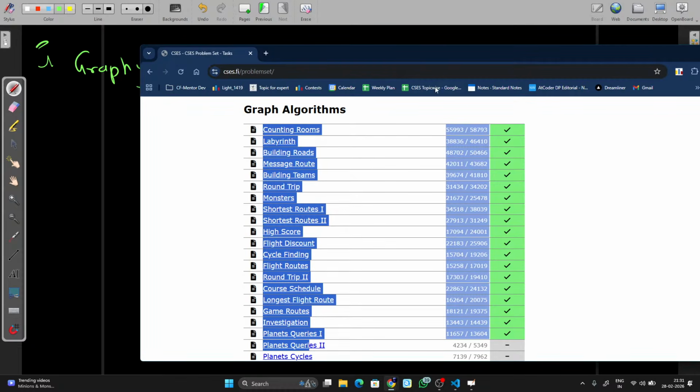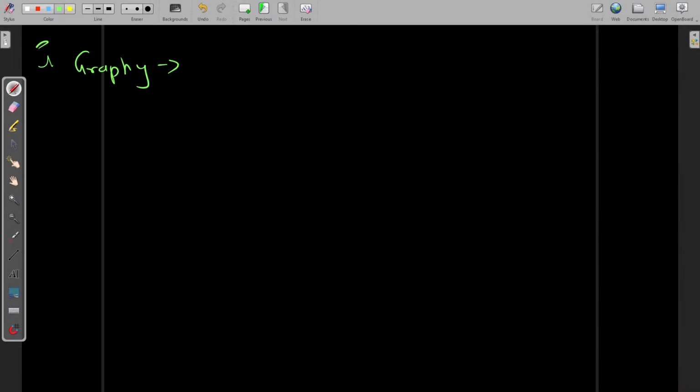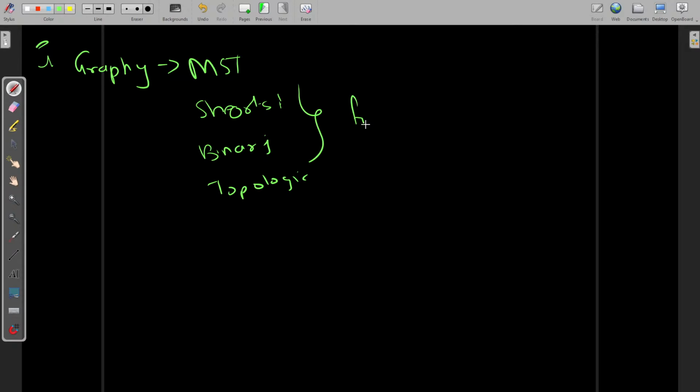if you have done all of these problems, you know specific algorithms exist for specific sets of tasks. Like I talked about MST over here. Then there is shortest path. There are various ideas for shortest paths. There is binary jumping. There is topological sort. There are some other ideas as well, but there is a finite number of ideas. So whenever you see a graph problem, you can just go through this checklist.